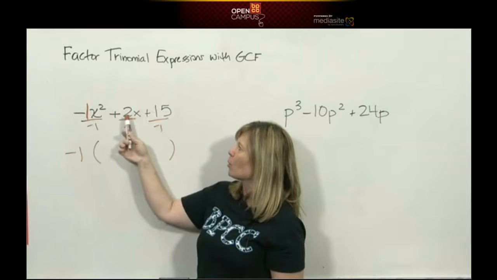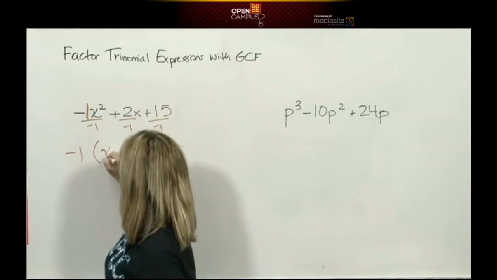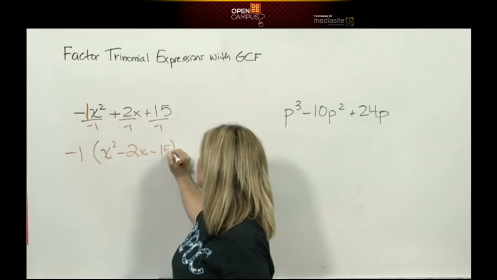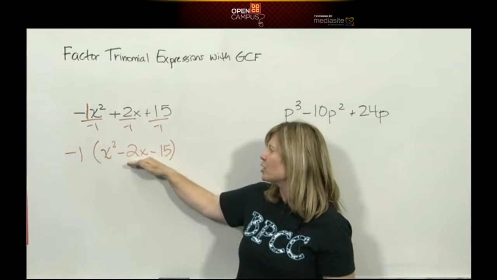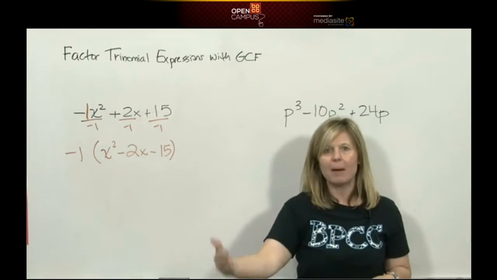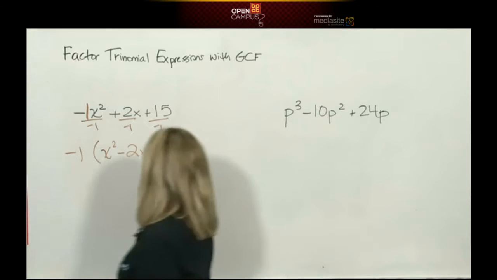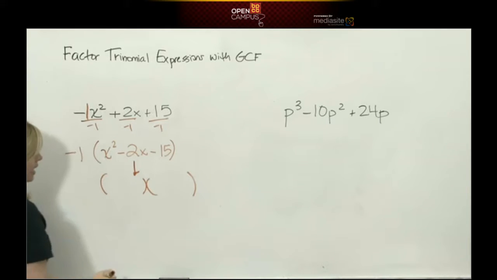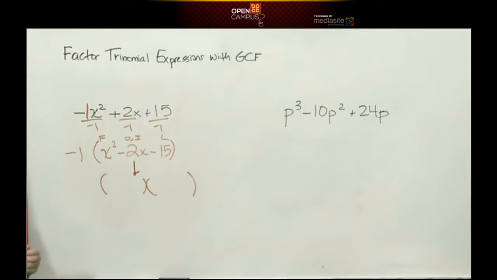When we divide each term by a -1, we know it just changes the sign. So that would make my x squared now positive, my 2x would become negative, my 15 would become negative. Now I still have a trinomial, but now my trinomial starts out with a leading coefficient of +1. And that fits the pattern that I know that I now can keep factoring. So now I can use the trinomial rule and break this into two sets of parentheses. It is FOIL: first, outer, inner, last.